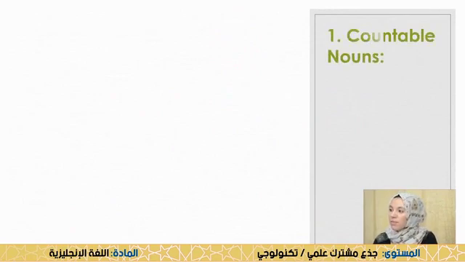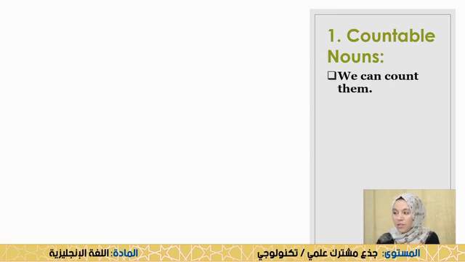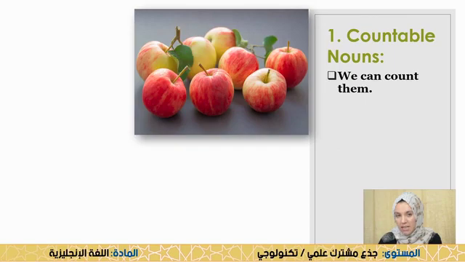The first one is countable nouns. So what are countable nouns? Or how can I know that a noun is countable or not? First, we can count them. To know whether a noun is countable or not, try to count it. What do we mean by counting? 1, 2, 3, 4, 5, and so on and so forth. So if you take a noun and you can count it, it means that it is countable.